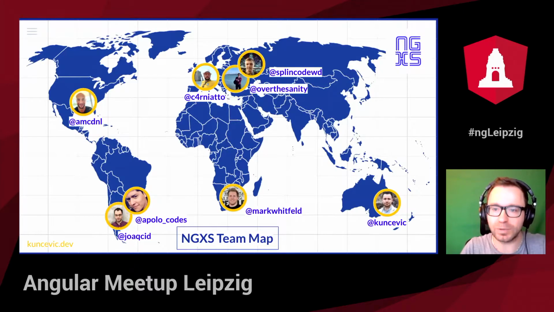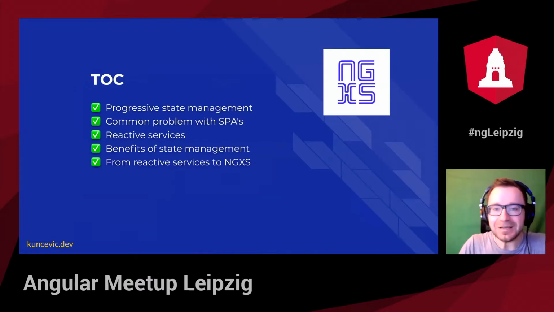Ngxs core team is a global team of world-class professionals who are on a mission to make Ngxs the best state management solution for Angular. Today, we'll talk about progressive state management. As a part of this talk, I will cover common problems with single-page apps and how to solve them. I won't focus on all the problems, just on a few specific ones, the ones related to this talk. Then I will introduce the reactive services approach and will show how to implement reactive services in your apps. And then I will talk about state management in general and how to take your app from reactive services to the next level using NgXs.